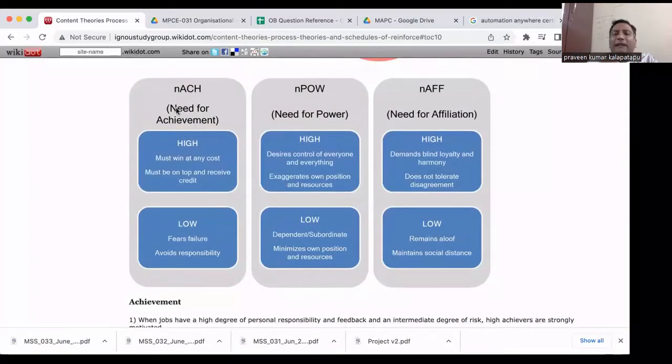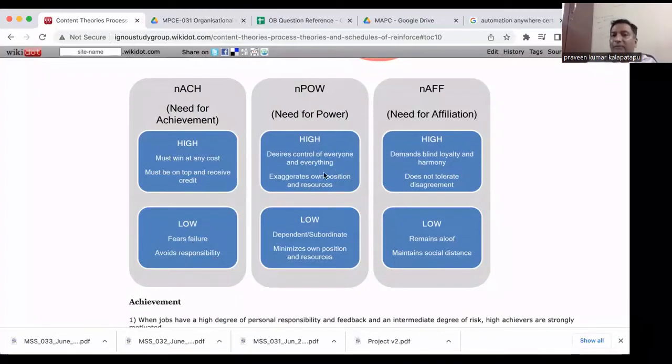For example, the need for achievement. You have a very high drive to win at any cost. So you are like an achiever. Most tech savvy individual performers might fall into this need for achievement. They have this tendency more. Obviously, having this trait more would also create fear of failure. It avoids responsibility. You don't want to take a job because you fear failure. These are the negative parts of it.